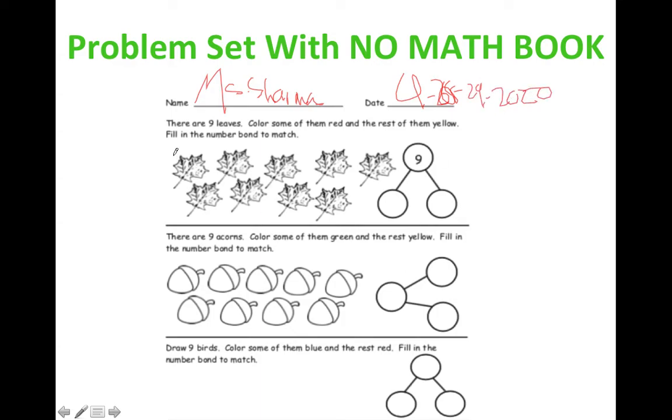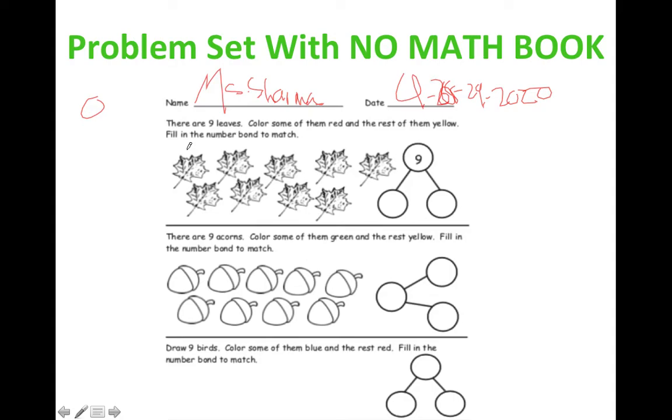Let's do one together. There are 9 leaves. Color some red, then the rest of them yellow, and fill in the number bonds. This is for the students with no math book. Even though they're drawing a picture of leaves over here, you don't have to draw the picture of leaves. You can just draw simple circles and color them in.